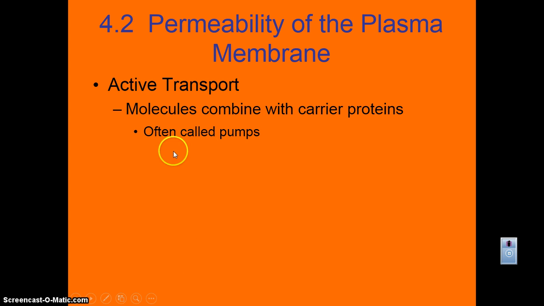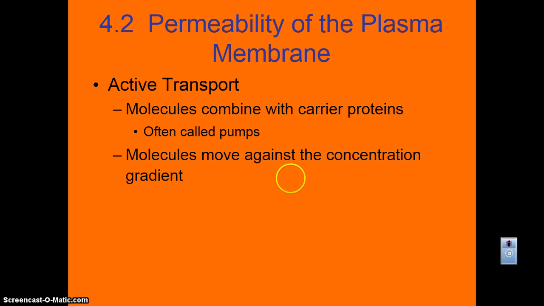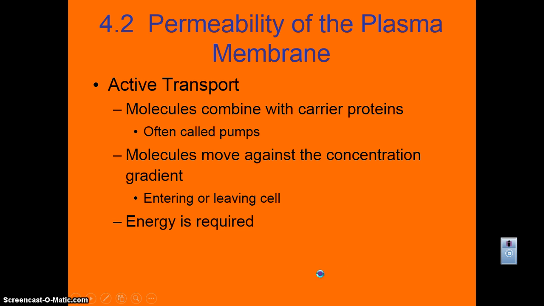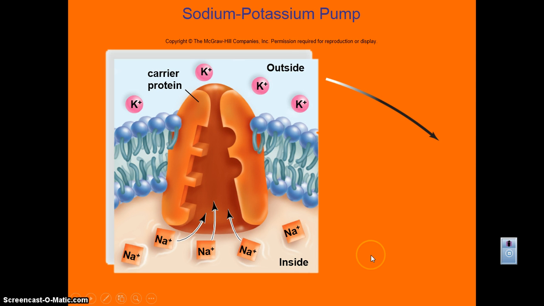And because it has to go against the concentration gradient, which we talked about, if you imagine going on a float trip and having to actually paddle upstream against the flow of the water, it's going to require extra energy, and that's going to be an active type of transport because you're moving against the concentration gradient. This can be entering or leaving a cell. Energy is always required. So let's take a look at this.